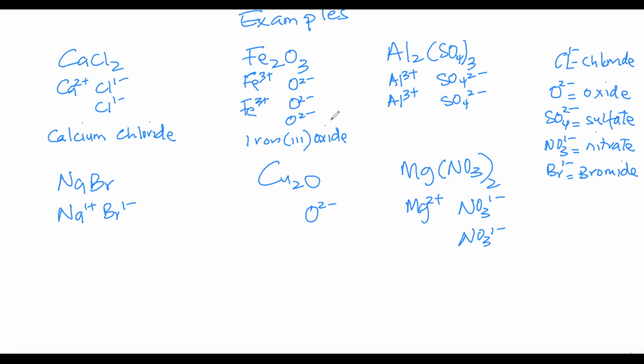Okay. Then for this one, aluminum is not a transition metal. So you name the cation, you name the polyatomic ion. SO4 is sulfate. So it's aluminum sulfate. That's it. Very easy.